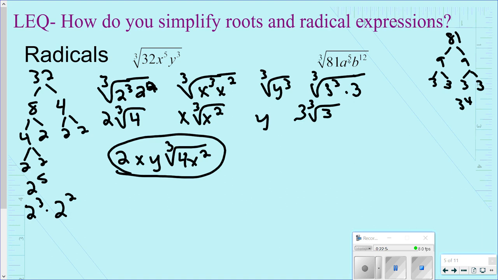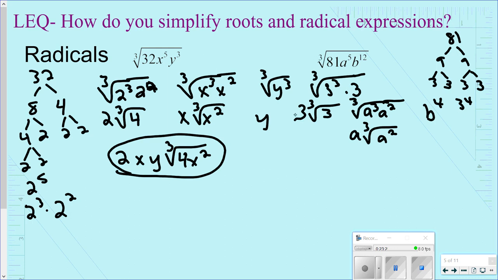I'm done with the number part. I'm ready for the variable part. I want to break down that 5 into things that divide evenly by 3. So that would be a cubed and a squared. 3 plus 2 is 5. I'm ready to take the cube root of a cubed, which is a, and I'm left with the cube root of a squared. Last piece, I'm dividing 12 by 3. It does divide evenly, so I'm just going ahead and doing that. 12 divided by 3 is 4. I'm getting b to the 4th.